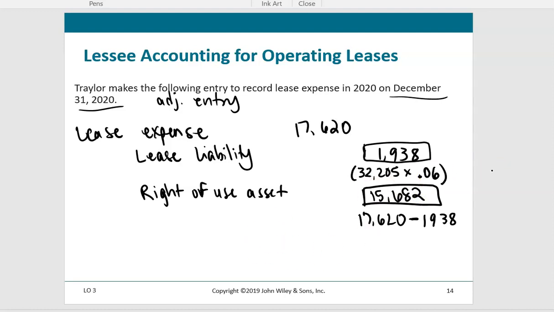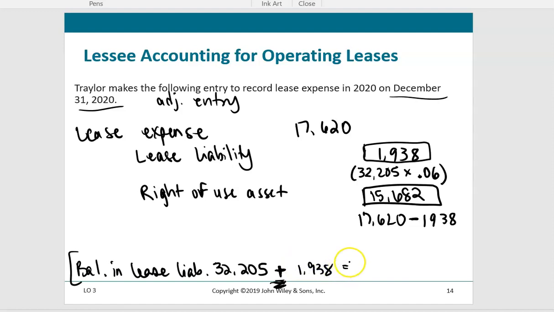So what is the balance in the lease liability after this entry is recorded? Well, right before we recorded this entry, we said it was 32,205. And what did we do here? We increased. Remember that first cash payment decreased. Here we are increasing the lease liability by 1938. So the balance in the lease liability at this point is 34,243.